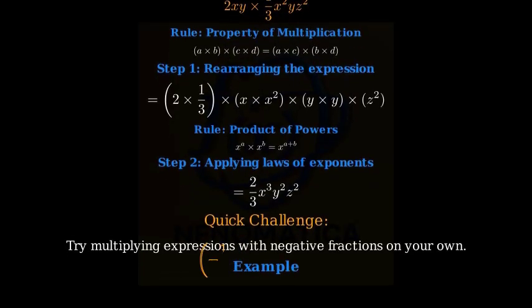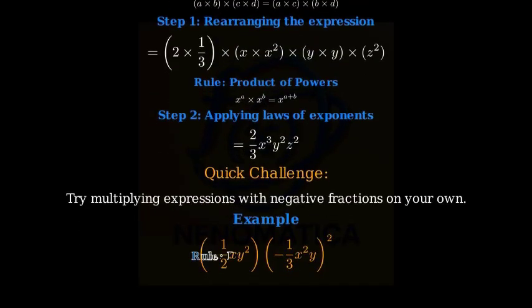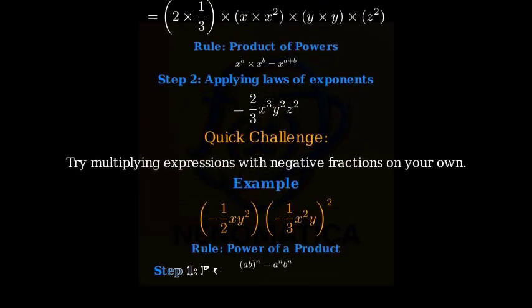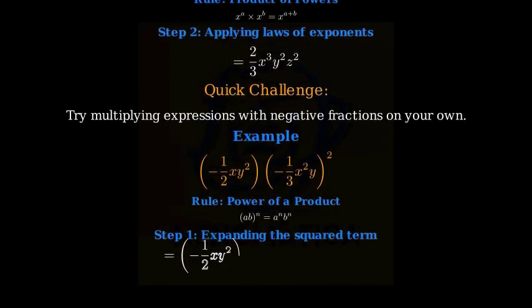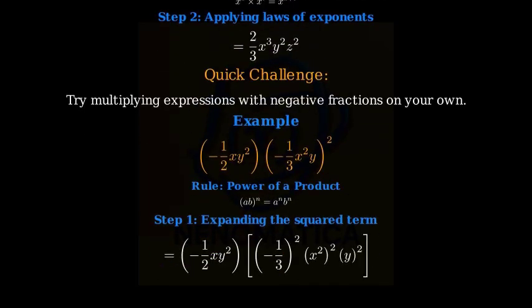Let's try another example with negative fractions. For this expression, we need to pay attention to the negative signs and the power of 2 on the second term. Let's first expand the squared term. When we square a negative fraction, the negative sign becomes positive because a negative times a negative equals a positive.